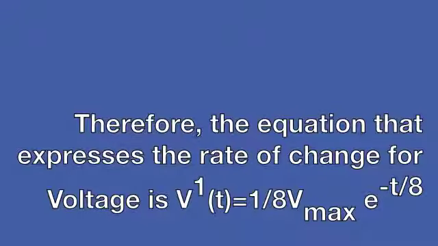We can now say a sentence answer. Our answer will be, therefore, the equation that expresses the rate of change for voltage is v prime of t is equal to 1 over 8 Vmax e to the power of negative t over 8.